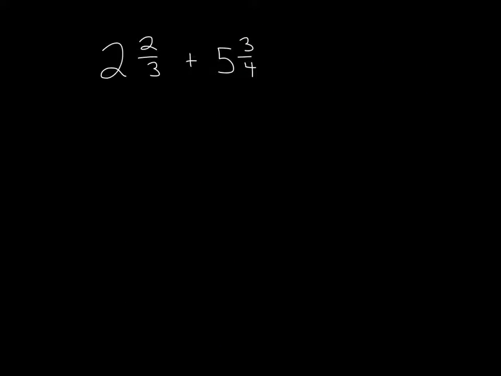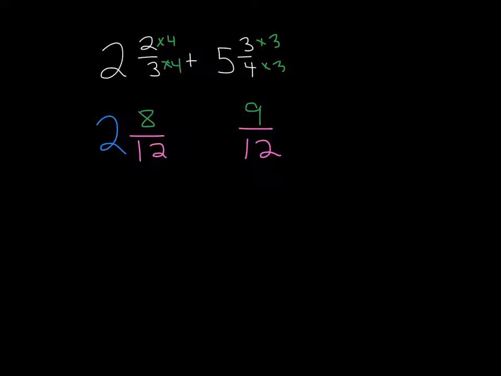Okay, once again we need a common denominator. Now the smallest number 3 and 4 will both go into is 12. And then to get 12 we have to do 3 times 4. So we multiply the numerator times 4, which gives me 8. And then 4 has to be multiplied by 3 to get 12, so we do 3 times 3, which is 9. And then we keep our whole numbers.